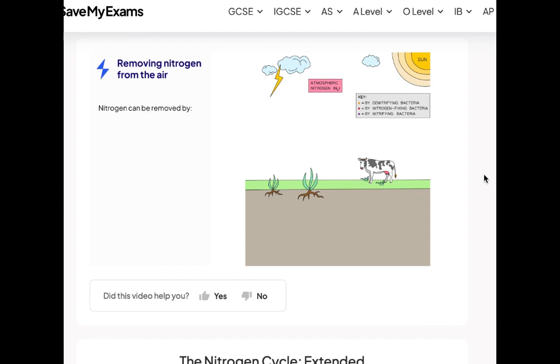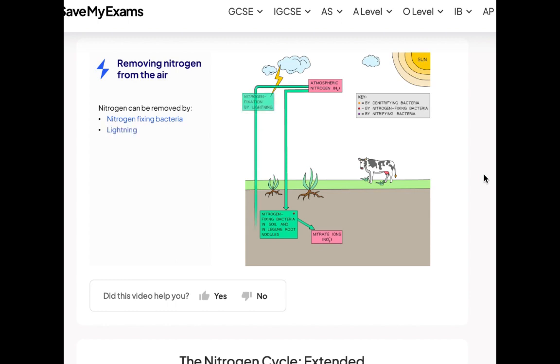ways. The first way is by nitrogen-fixing bacteria, which are found in the soil and root nodules of legumes such as peas and beans. These bacteria have the ability to convert nitrogen gas from the air into nitrates in the soil. The second method by which nitrogen can be converted into nitrates is by the action of lightning. This breaks the bonds with the nitrogen gas so that the nitrogen atoms can bind to oxygen to form nitrous oxides, which can dissolve in rainwater and leach into the soil.